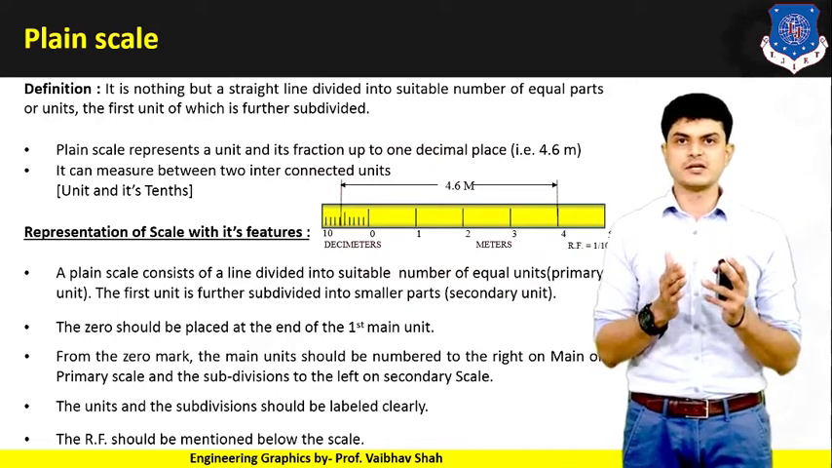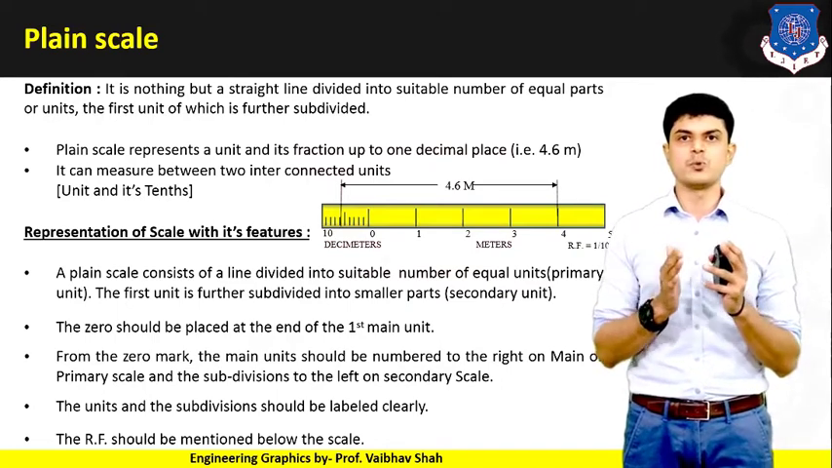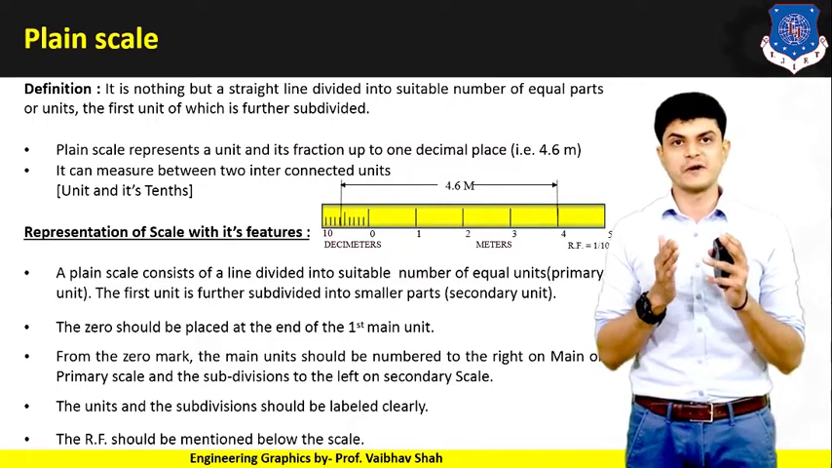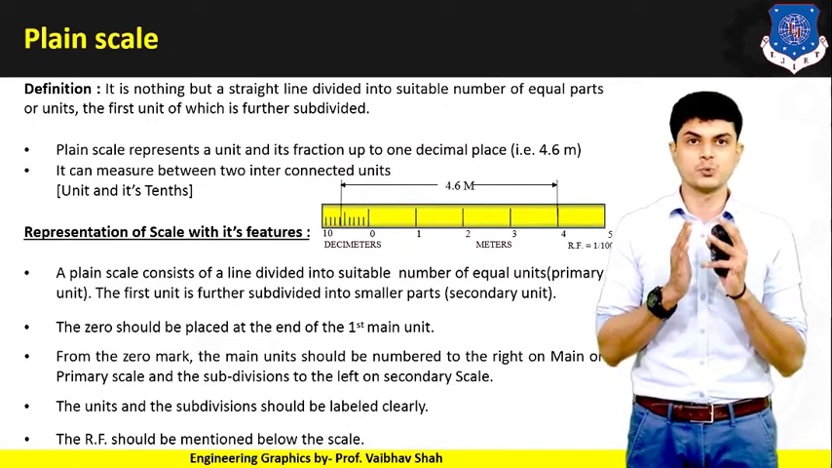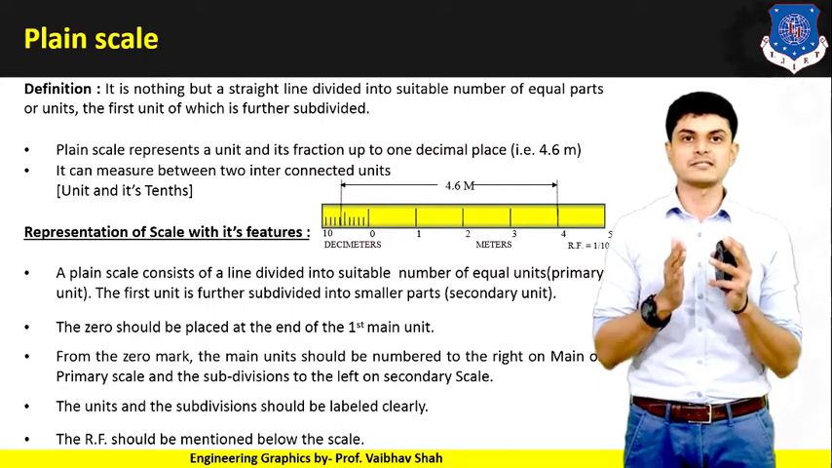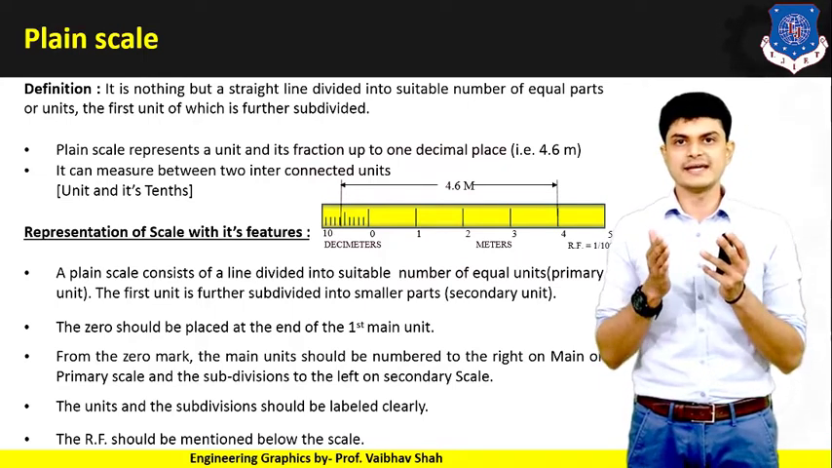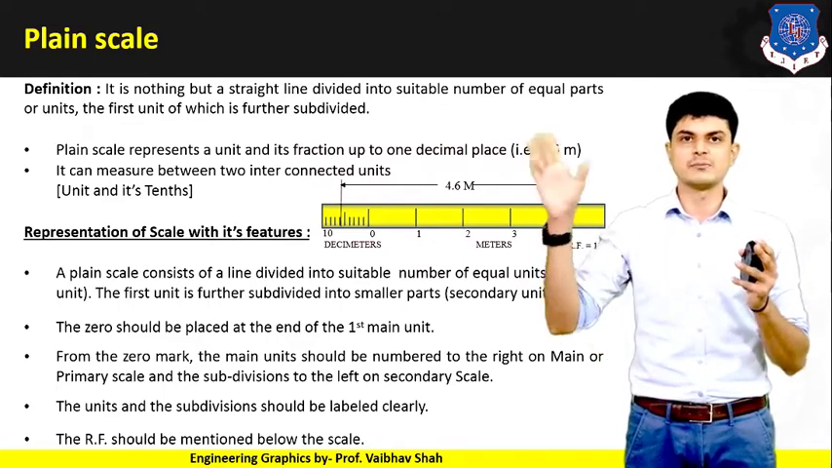Plane scale represents a unit and its fractions up to 1 decimal place. Means you can measure 4.6, 4.7, but you can't measure 4.65, and you know that, right? So you can measure unit and its fraction up to 1 decimal place.